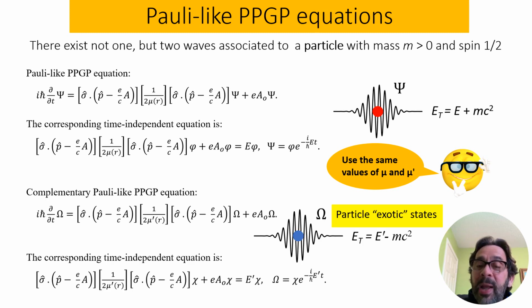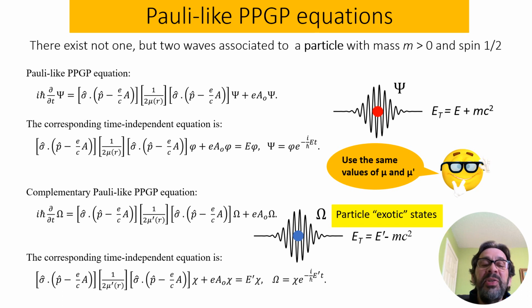There are two waves associated to a particle. In one of them, the energy is E plus mc². The other one corresponds to the particle's exotic state with energy E prime minus mc². What equation are these exotic states a solution of? Well, the equation is the complementary Pauli-like PPGP equation shown below.